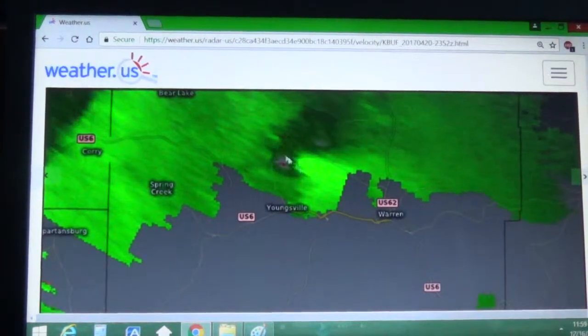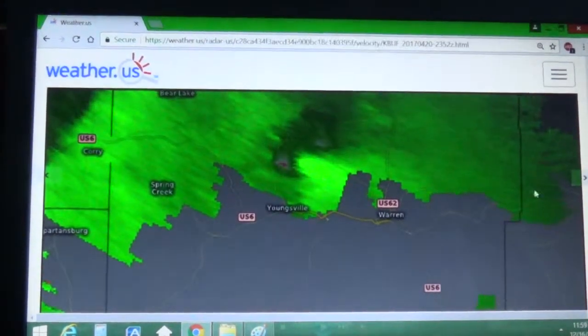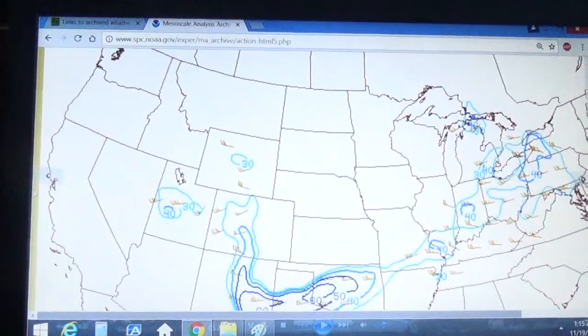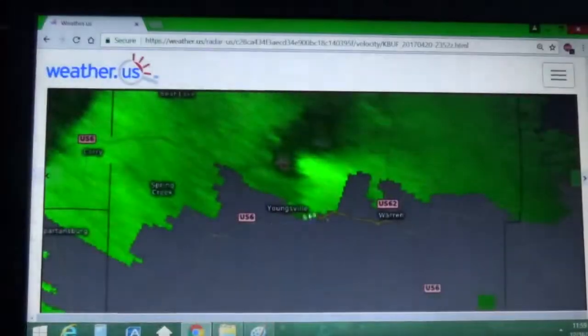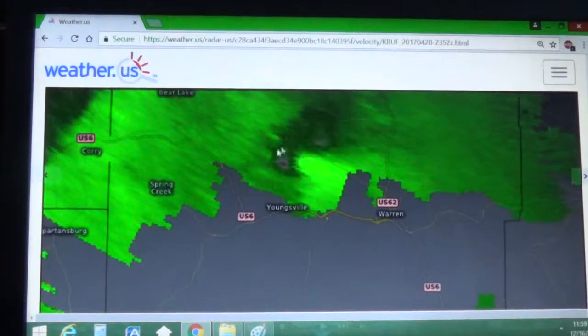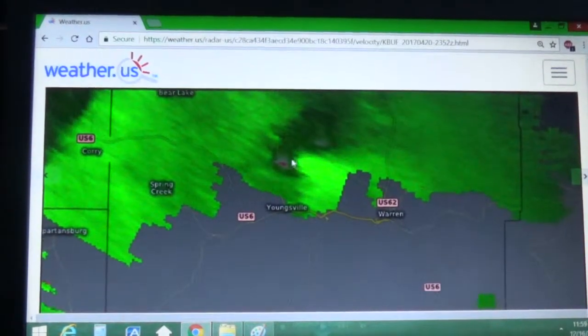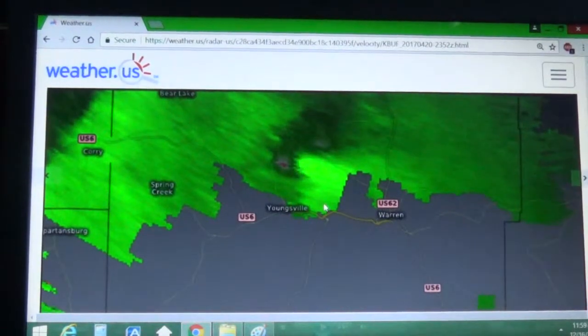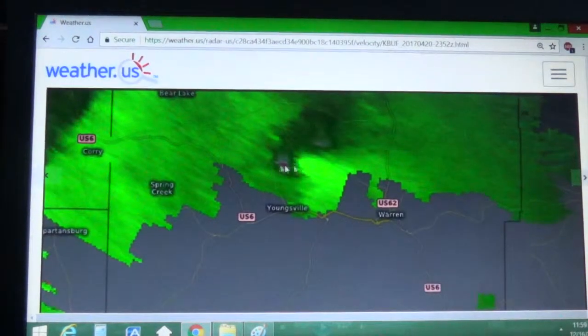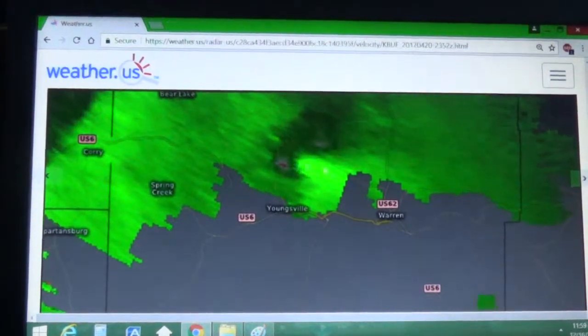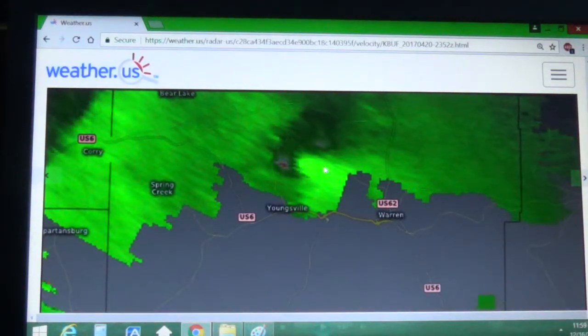And definitely see a meso here. It's a nice, more classic shape. But then again, it broadens out. The rotation, the shear isn't as great. So the gate is wider than that.